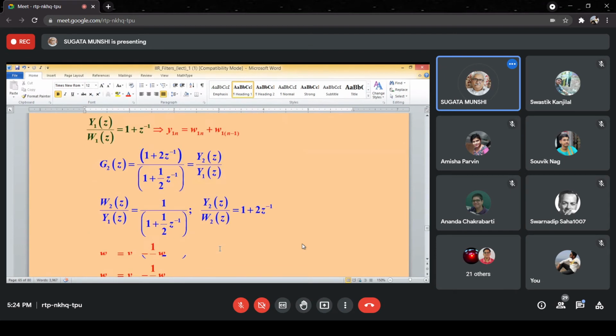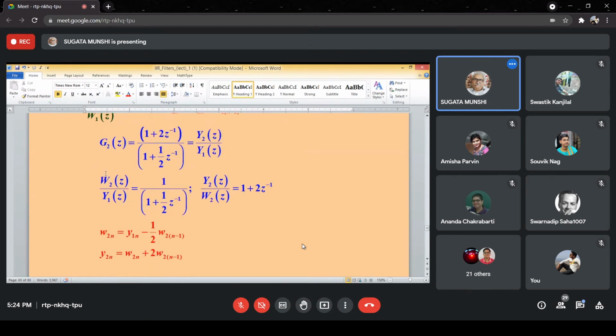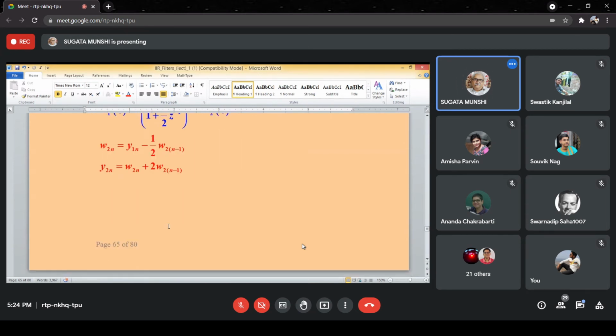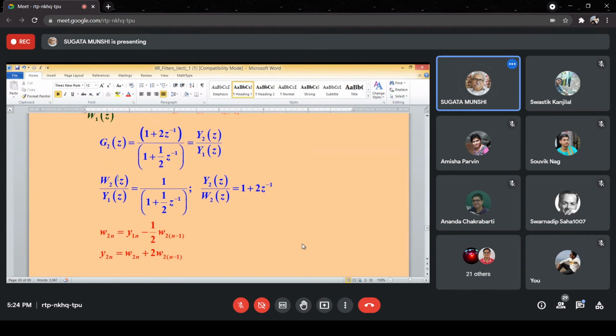All right. Similarly for g2z, if I want to express it in terms of its direct form 2 structure, I have to proceed in a similar manner. So w2z by y1z is given by that expression, and y2z by w2z will be given by 1 plus 2z to the power minus 1.